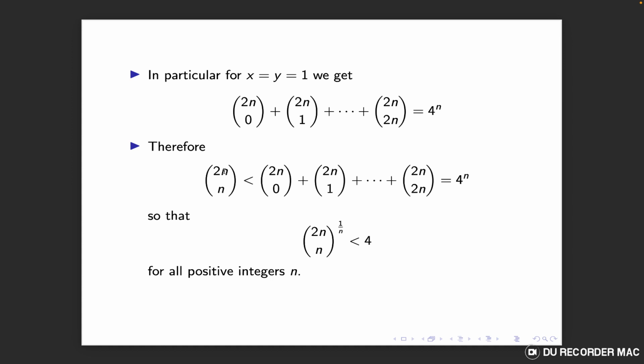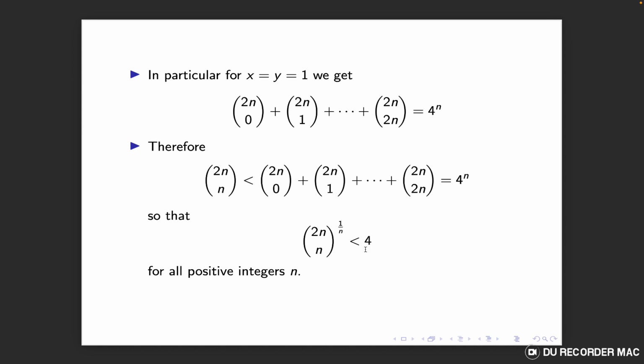Now the binomial coefficient 2n choose n actually appears in this sum, so it will be less than the entire sum, which is equal to 4 to the power n. So when we take the nth root right here, we will get that 2n choose n to the power 1 over n, the nth root of it, will be less than 4. So we already found an integer, which is 4, which bounds all these terms for all positive integers. And our goal, remember, is to find the smallest integer that will bound this 2n choose n to the power 1 over n from above.